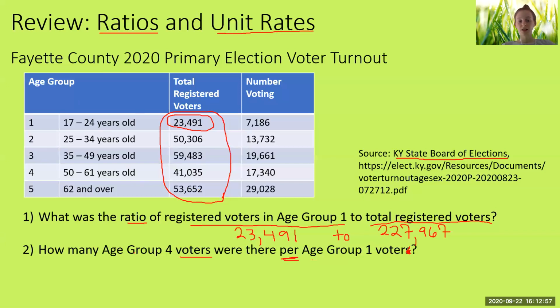So, how do we calculate a unit rate? We divide. Again, this is something we talked about in Unit 2, where we first started talking about ratios and rates and fractions. So we want to know age group 4, I'll call that AG4, compared to age group 1. So age group 4, how many voters were there? There were 17,340.